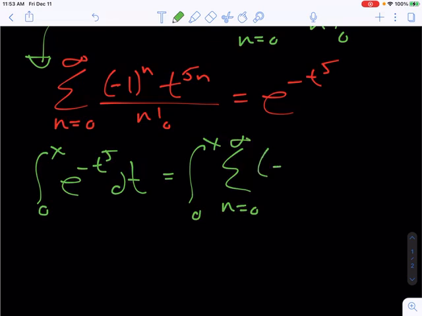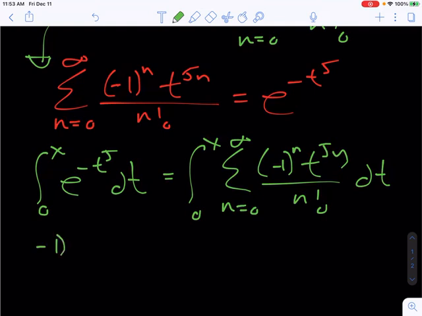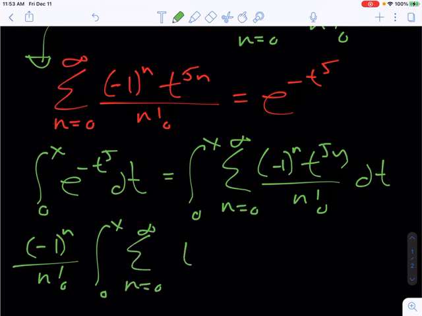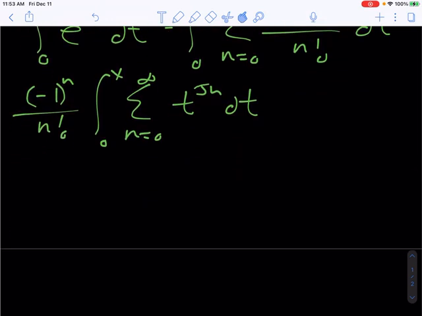And when we do that, we will start by removing anything that is not the variable of integration. And so the negative 1 to the n does not have the variable of integration in it, nor does n factorial. So that can go out in front of the integration sign, just like constants always can. And so then we are integrating simply t to the 5n dt. And so we can use the power rule to do this.